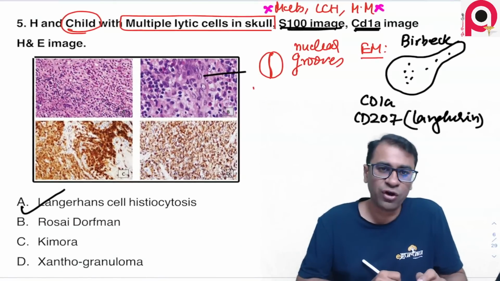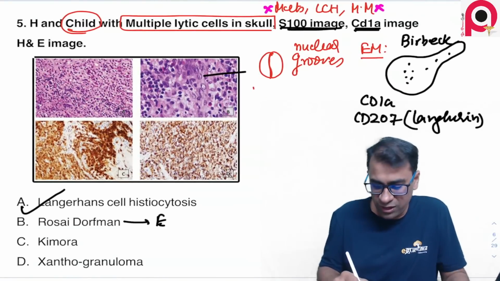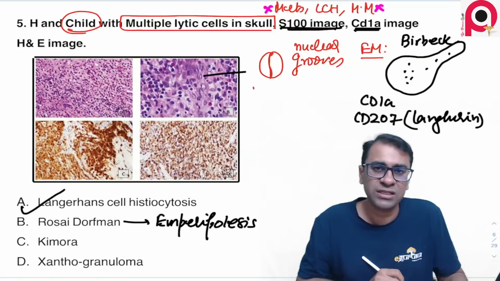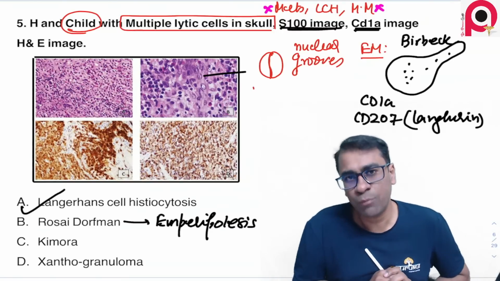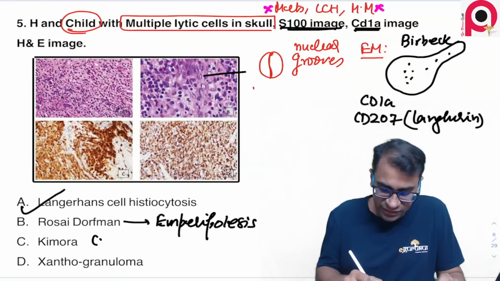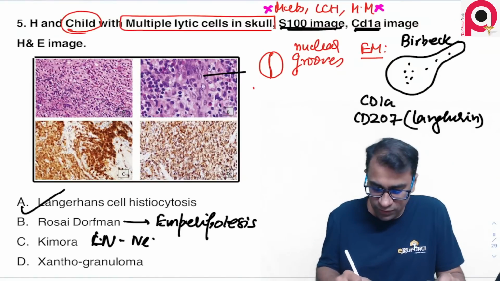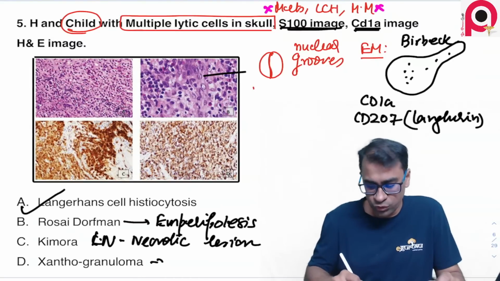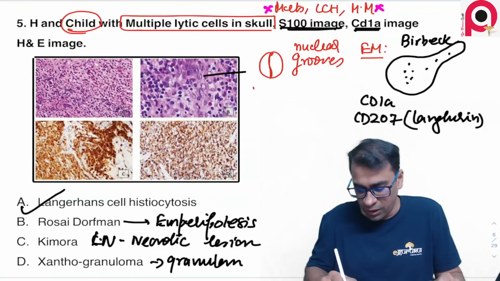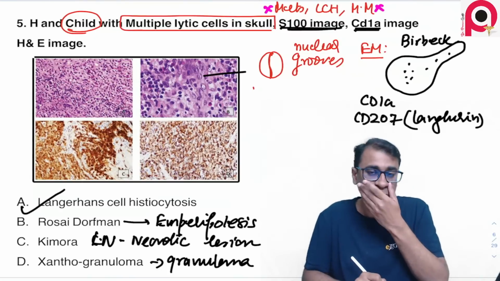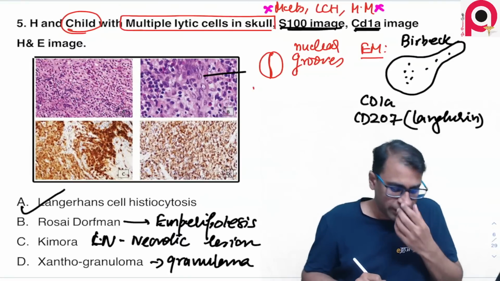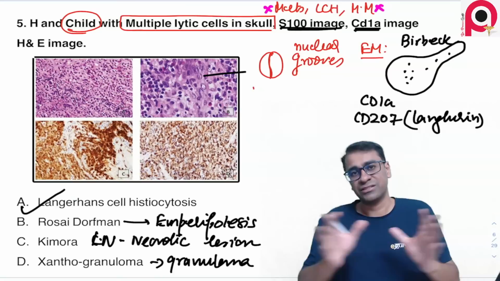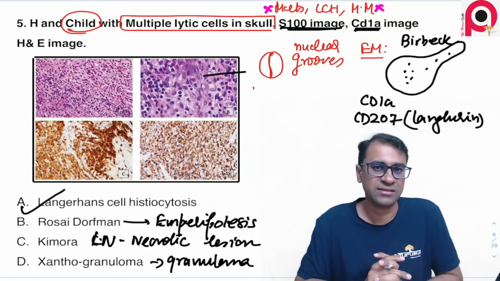Well, sir, why is it not Rosai-Dorfman disease? Rosai-Dorfman disease will show you a very important history of emperipolesis. The two diseases, Kimura and Kikuchi, are necrotizing lymphatic lesions, lymph nodes in which you can see necrotic lesions. Xanthogranuloma will surely show you an image of granuloma, and hence it cannot be xanthogranuloma also, even though xanthogranuloma is not a very common thing to be seen. But this typical history, showing S100 positive and CD1a positive with multiple lytic lesions, should be a case of LCH, Langerhans cell histiocytosis.